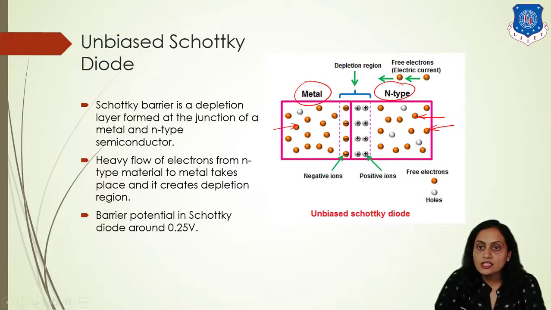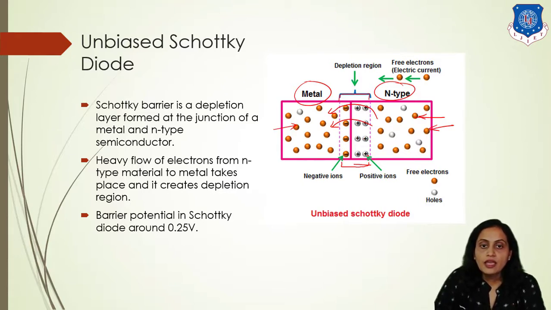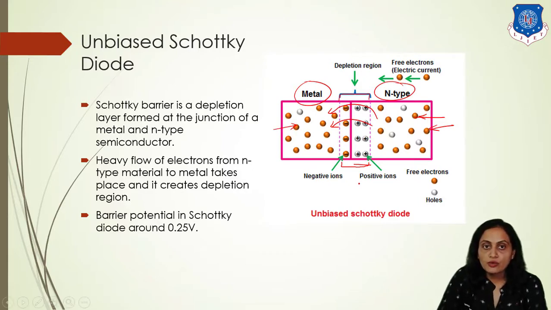and that's why the kinetic energy of the electrons which is present in the N-type material is large. That is why a large number of electrons will be crossing this particular junction from N side to the metal, and nearer to the junction some region is created which is having just immobile ions. So large carriers moving from N to metal side, that is why depletion region thickness in the N side is more, and this region is the space charge region or depletion region. Heavy flow of electrons from N-type material to the metal takes place, and it creates a depletion region. Barrier potential in the Schottky diode is around 0.25 volt, which is quite less than the normal PN junction diode.